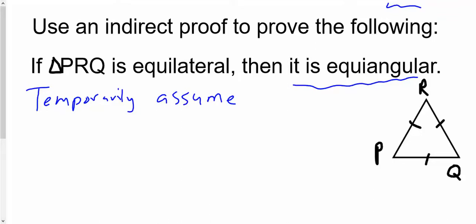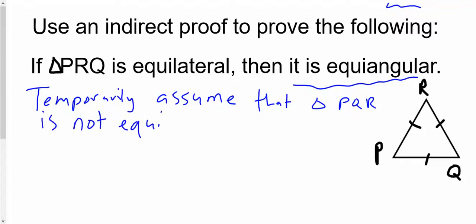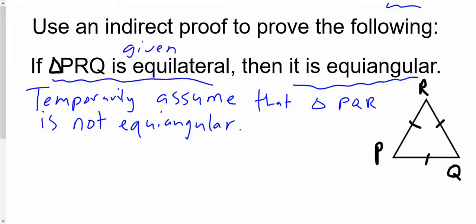Temporarily assume that triangle PQR is not equiangular. Okay, so you're going to assume what you're trying to prove is false, or the opposite. It's not equiangular. So what that means is that there has to be one of those three angles that's larger than another angle. What we're trying to do is reach a contradiction. We're trying to contradict the given. So this is the given right here. We want to contradict that.